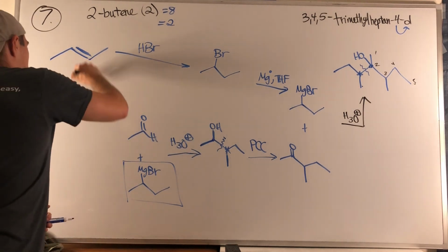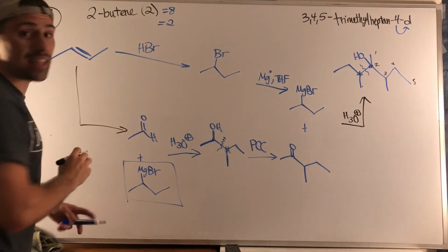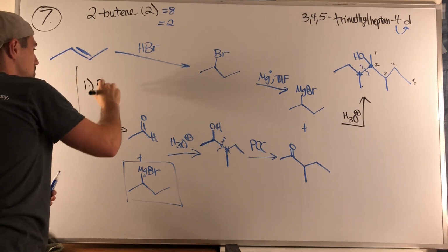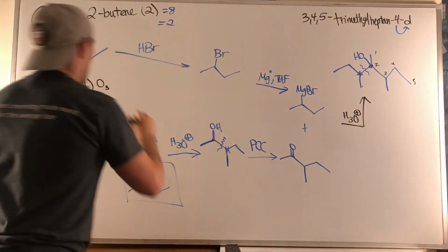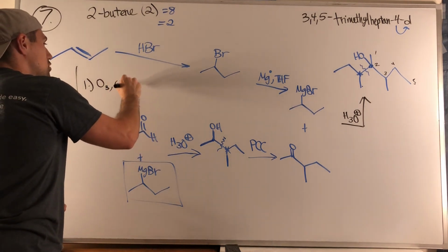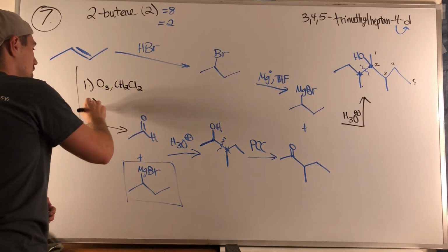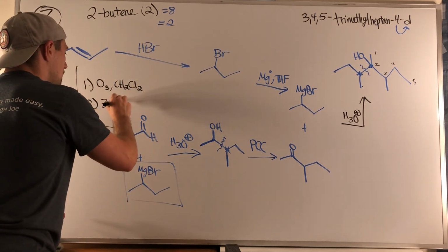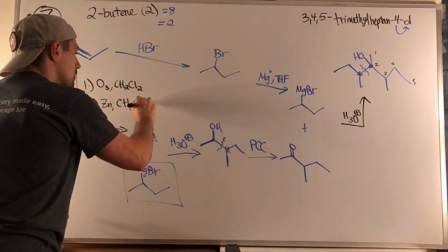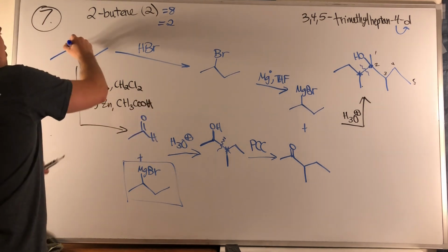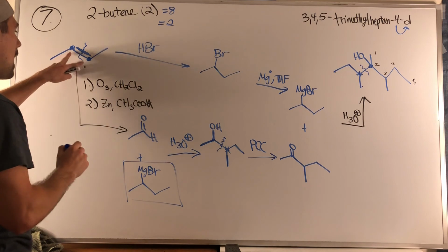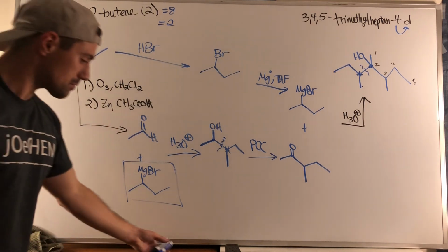And look at that. I think we know how to do this in one step. Because if we do ozone, I always forget these reagents. Yep, the methylene chloride, CH2Cl2. A second step of, I can never remember this, there's obviously zinc and then the acetic acid, right? You cleave at the double bond, right down the middle. You make aldehydes, that's an aldehyde.